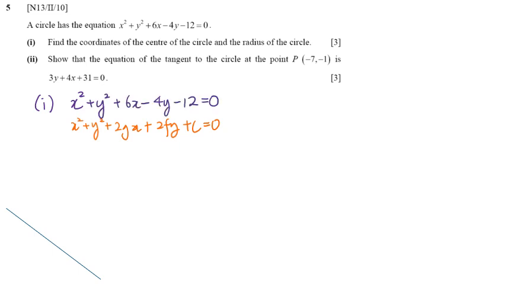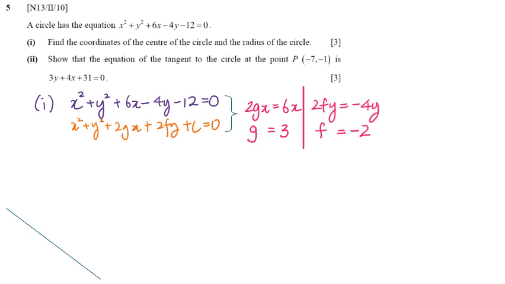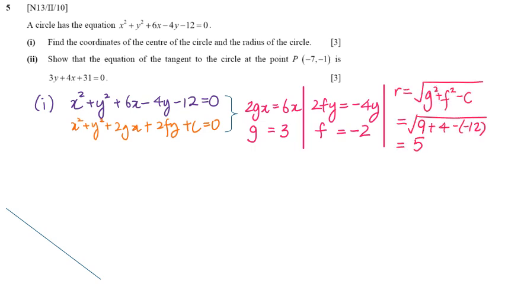All right, and do some assignment like 2gx is equal to 6x. Then from there you can find the value for g, and 2fy is equal to negative 4y. You can find f to be negative 2, and then you can find the radius, which is equal to 5 units. So this part here is easy.